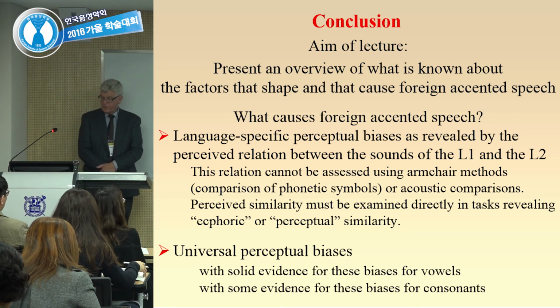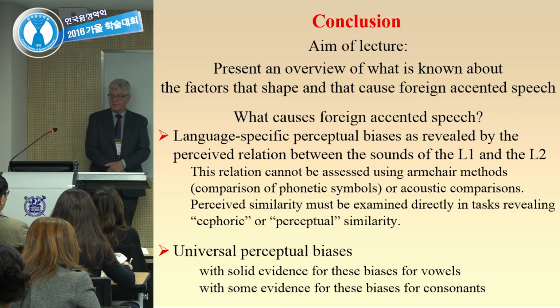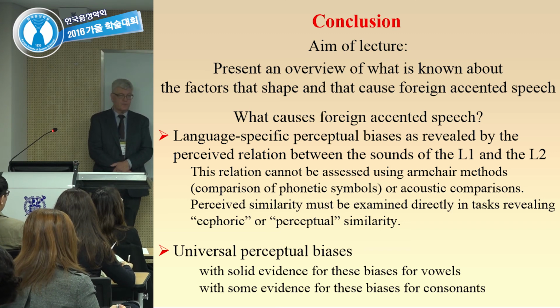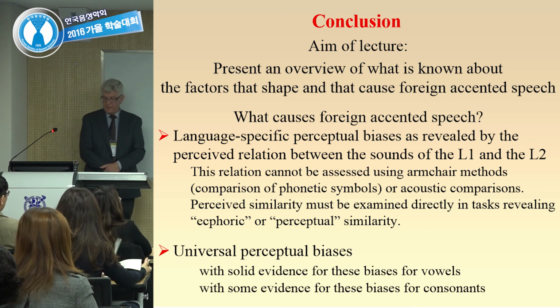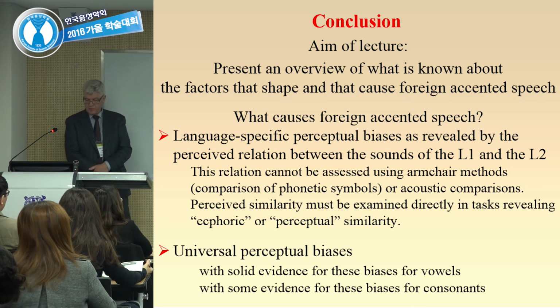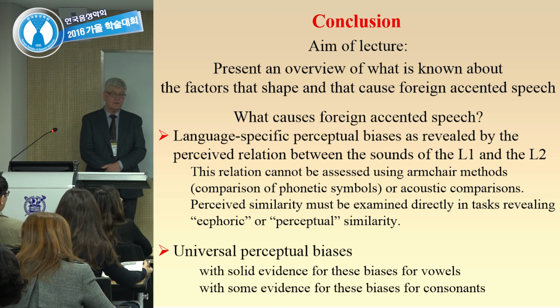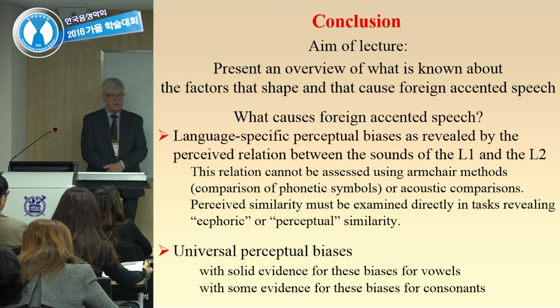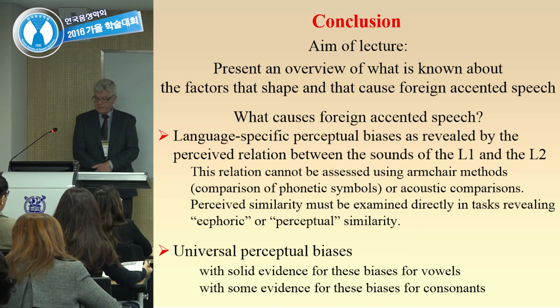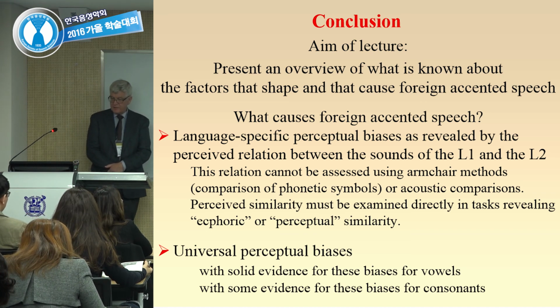So what causes foreign accented speech? Language-specific perceptual biases. They can be revealed by the perceived relationship between the sounds of the first and the second language. This can be done in different ways, perceptual or phonetic similarity, and the jury is still out on what is the better means to do this, but it needs to be done because all the other methods simply don't work. And universal perceptual biases may also cause foreign accented speech in perception or production.